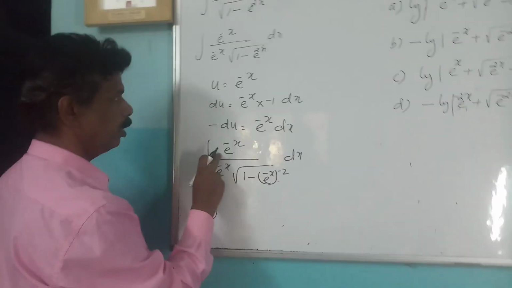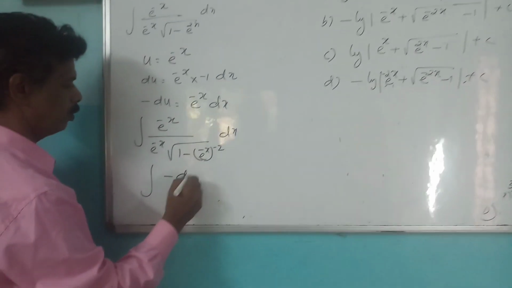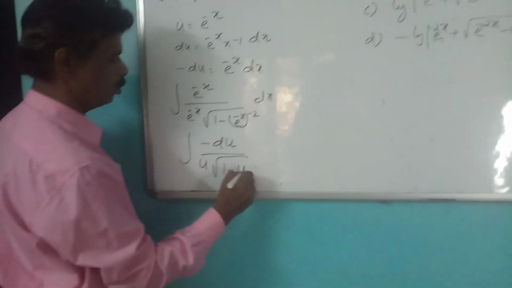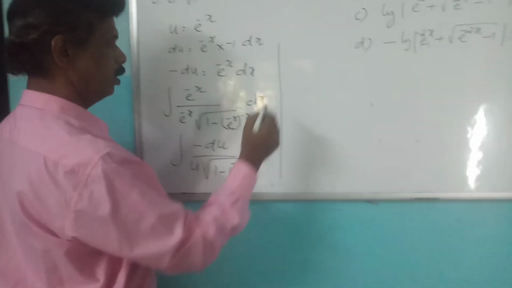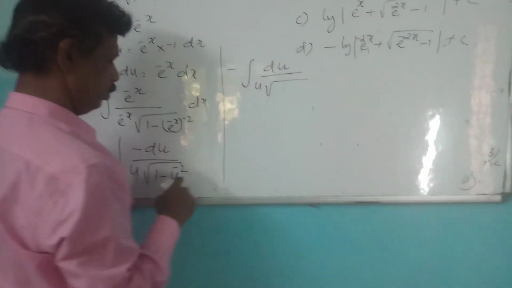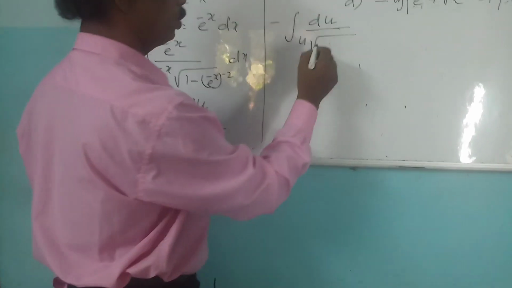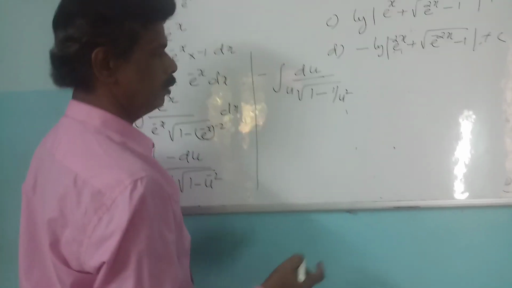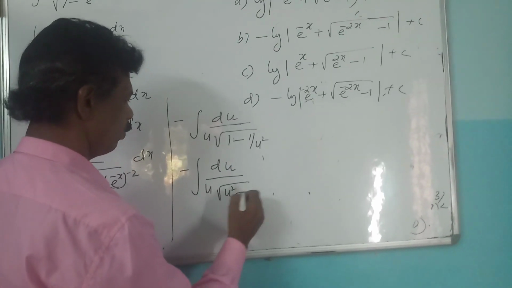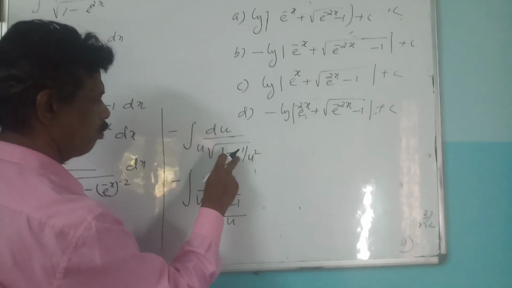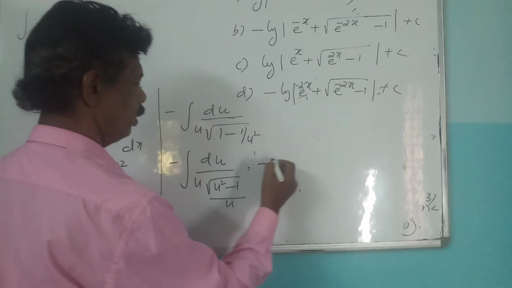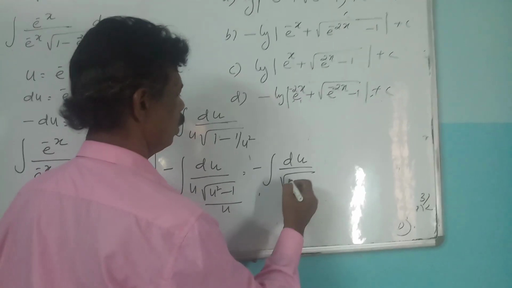Substitute this value. Integral of e raised to minus x dx equal to minus du, divided by e raised to minus x, that is u, into root of 1 minus u raised to minus 2. Then we have to convert this: minus of integral du divided by u into root of 1 minus u raised to minus 2, which means 1 by u square. Take it here: minus du divided by u into root of u square minus 1 by u square. But the root of u square equal to u, then we can cancel this u and u. So the result equal to minus du divided by root of u square minus 1.